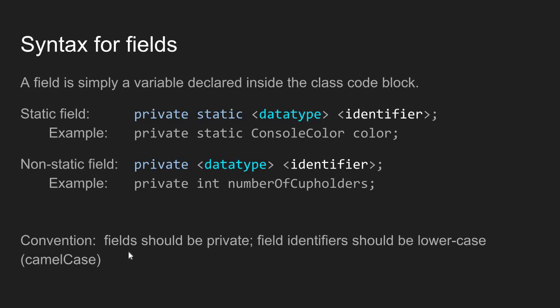Convention has it that field variables should always be private. Okay, we're going to keep our variables protected and then provide properties that allow interaction with our field variables. And also field variables should always be lowercase or camel case. So when you name a field variable with a lowercase identifier, it helps us distinguish between the properties, which are usually uppercase.